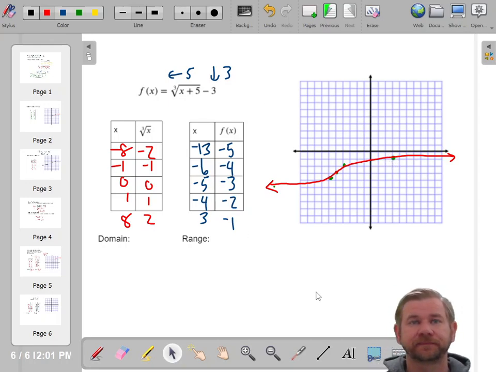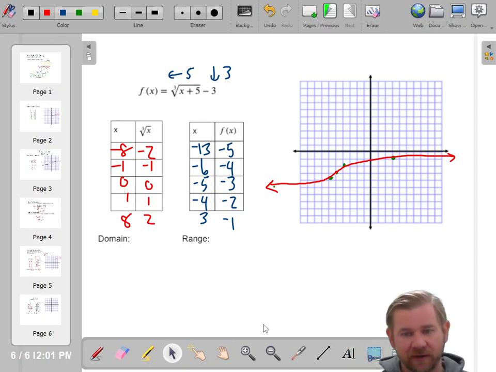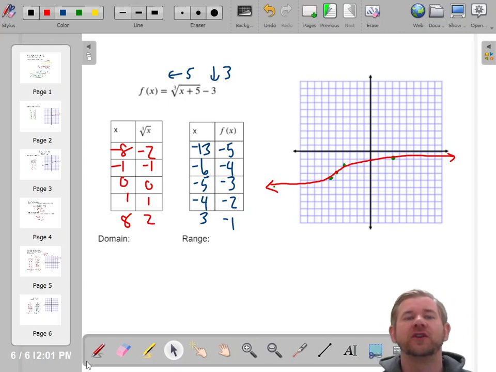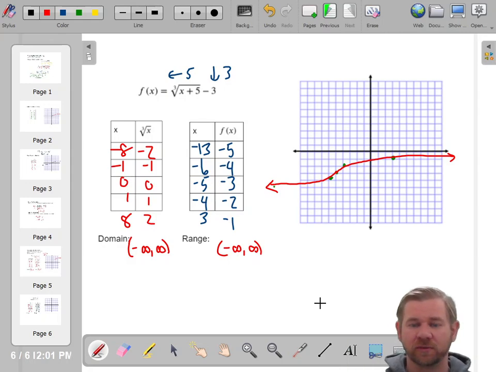Pretty cool. If you can remember the parent functions for square root and cube root, translating them should be very straightforward. So for the domain for this one, it's all real numbers. It goes forever left and right, and the range goes forever up and down. You can't break a cube root function. So these are all real numbers. Okay, and that's going to be all cube roots.